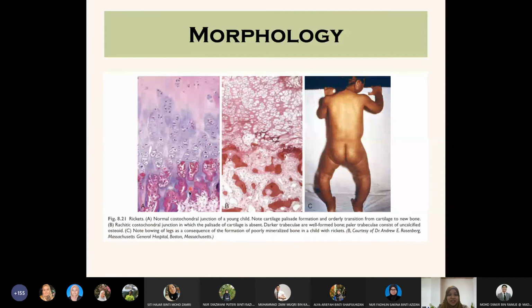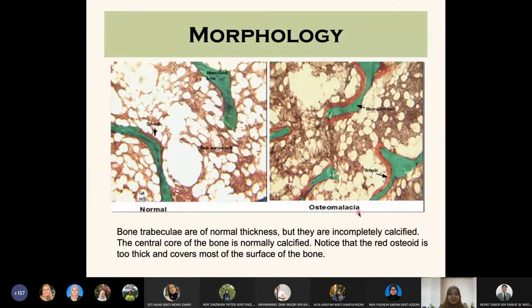Okay, morphologically, if you look at the histology, this is the normal costochondral junction of a young child. You have a very nice palisade of the cartilage. Palisade is like they are making a fence, okay? However, in those with rickets, the palisade of cartilage will be absent. It's not nice like this. So that is why they will have other features.